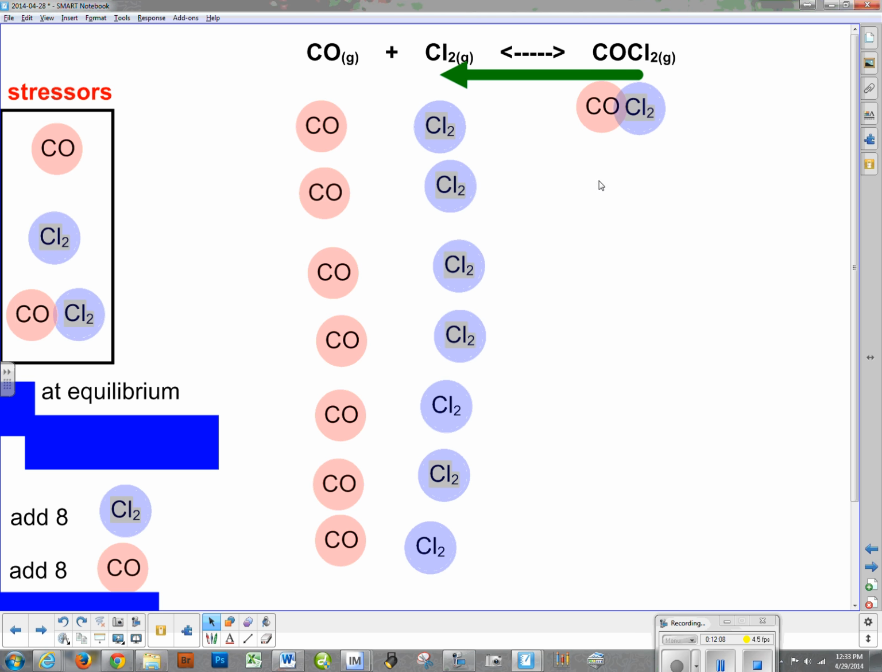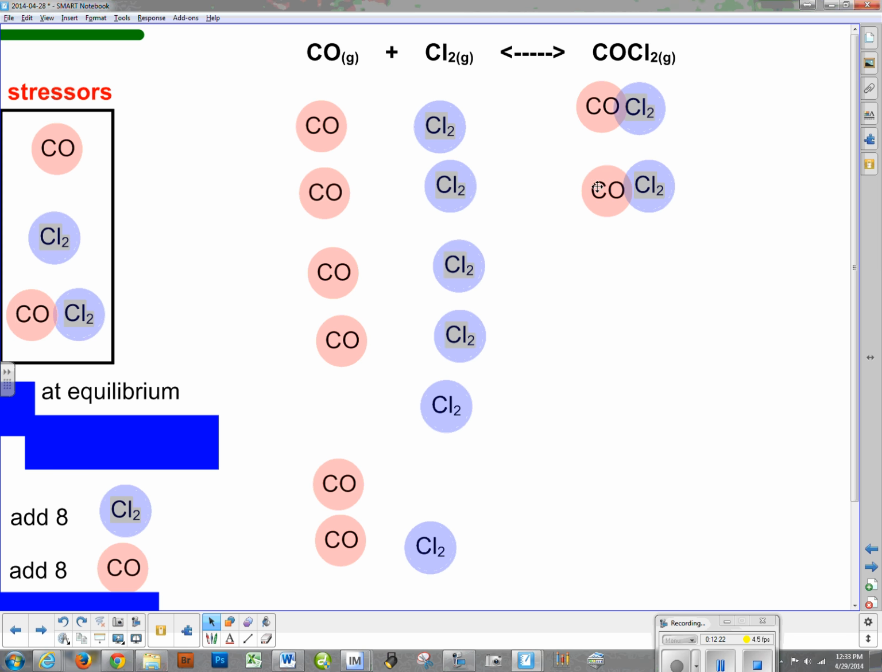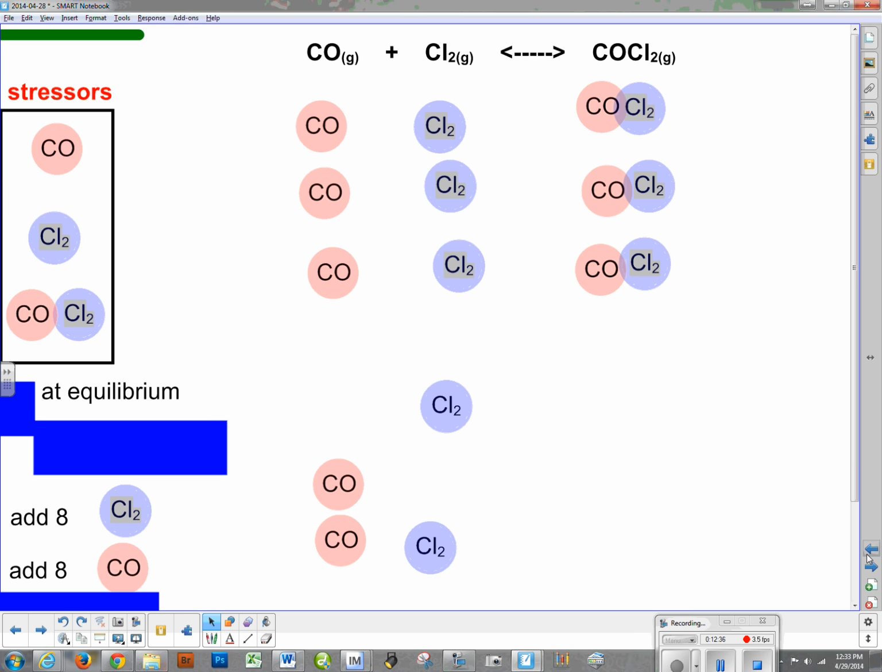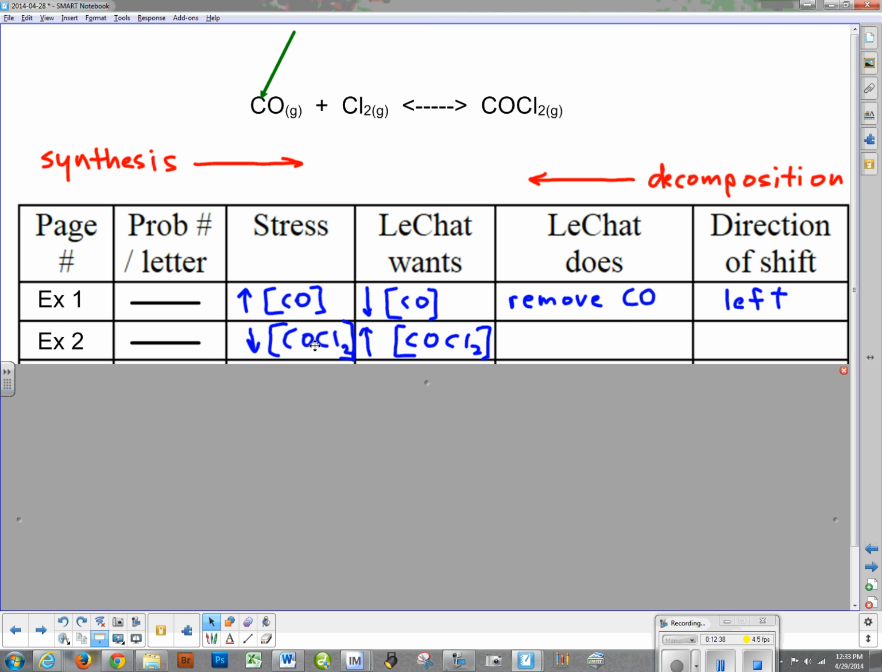So here we are. Let's get this arrow out of the way and see if we're going to go the same way or a different way. And we might have to make a different arrow if we do. So let's go ahead and put a few more of these guys together. Okay, let's put them over here together. Okay, now we have, let's call this equilibrium. So we're at equilibrium. Now, in this new stress, what we did is we reduced the amount of COCl2.